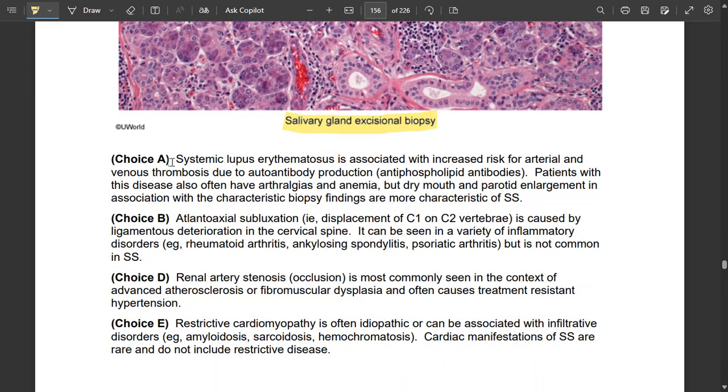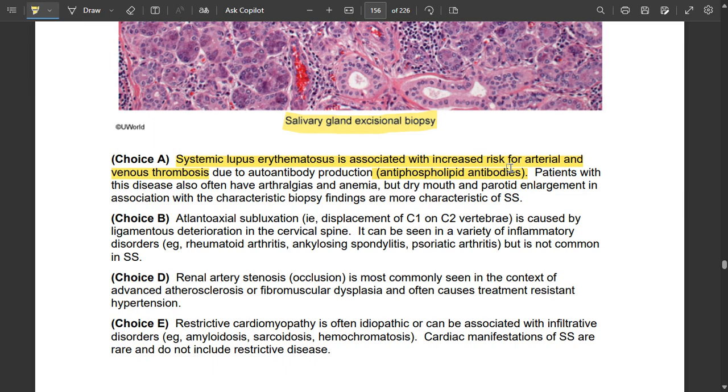SLE is treated with anticoagulation for arterial and venous thrombosis. So SLE has a risk of arterial as well as venous thrombosis due to autoantibody production, antiphospholipid antibodies. So SLE has more of the antiphospholipid antibodies. Patients with this also have arthralgia and anemia, but parotid gland enlargement in association with characteristic biopsy findings are more characteristic of Sjogren syndrome.